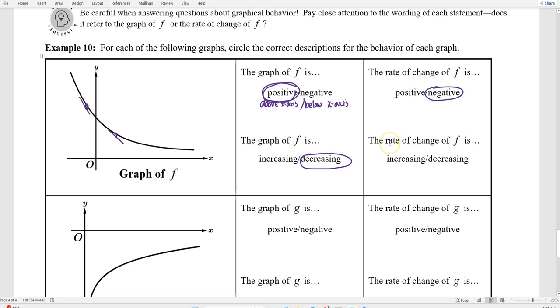And then, Layla, what'd you get for the second part? The rate of change of f is increasing or decreasing? Oh yes, it is increasing. Gosh, those negatives get me every time. Yes, increasing is correct, because this is also synonymous with concave up, right? Since f is concave up, the rate of change of f is increasing.